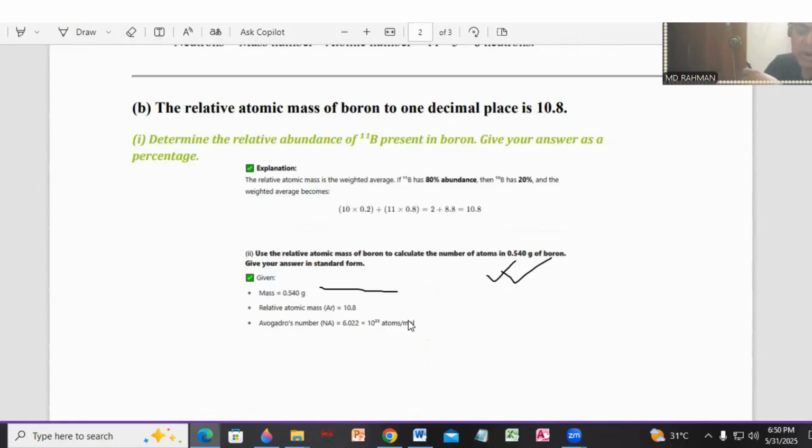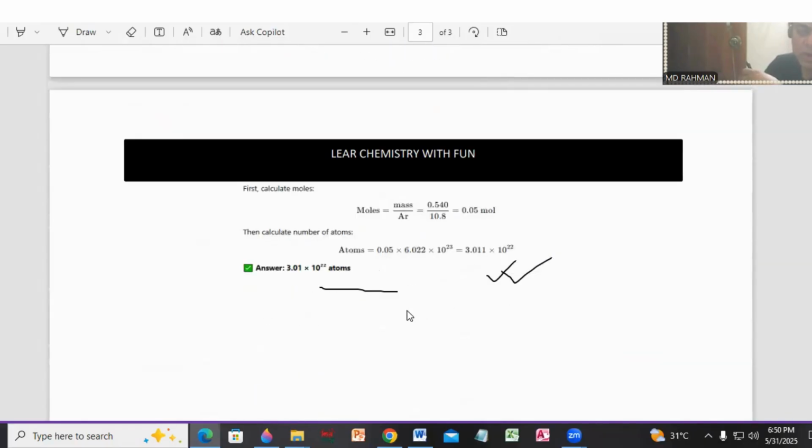So Avogadro's number, we know this one. What is the formula? The formula is moles equal to mass divided by Ar, the relative atomic mass. If we know the mass, and now put the value of Ar, the relative atomic mass, then you will get this one.